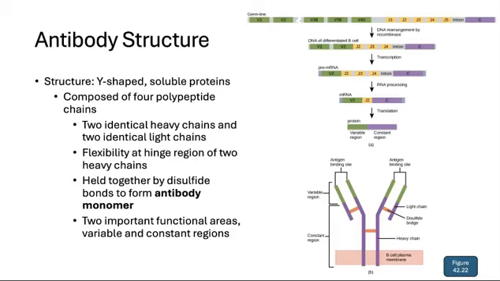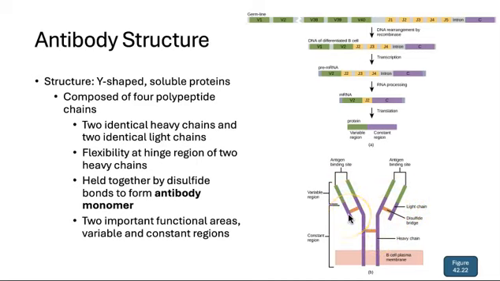So let's jump into the antibody structure. Our antibodies have this Y shape to them. Yes, this looks similar to our B cell receptor, right? But they are off on their own in the blood. They can also be within other secretions, by the way. They are soluble proteins, and we see 4 polypeptide chains here. We have 2 identical heavy chains. So this is our heavy chain, and we have 2 identical light chains over here.